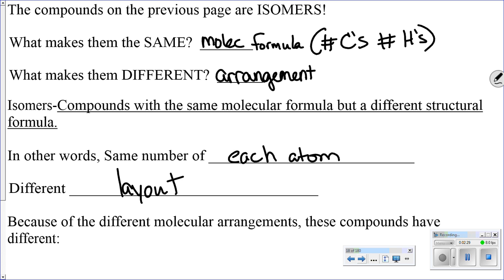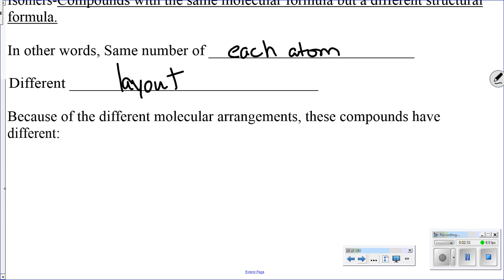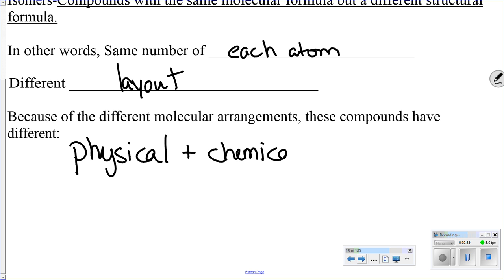Because of the different molecular arrangements, these compounds are going to have different physical and chemical properties. So I gave you the boiling points of those other molecules. Those are physical properties. Those are all different for each of those compounds because their atoms are laid out differently.